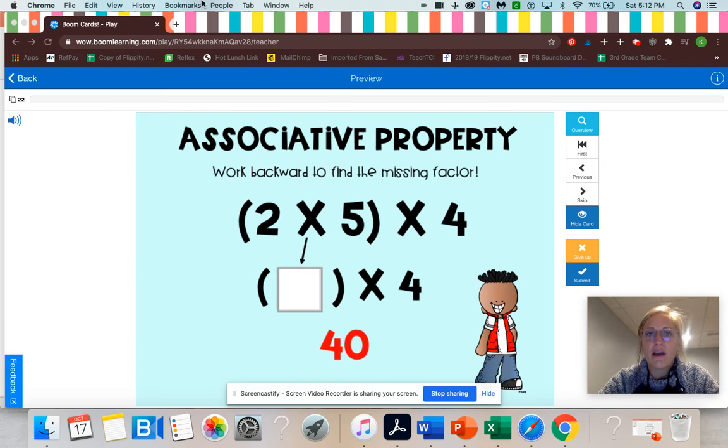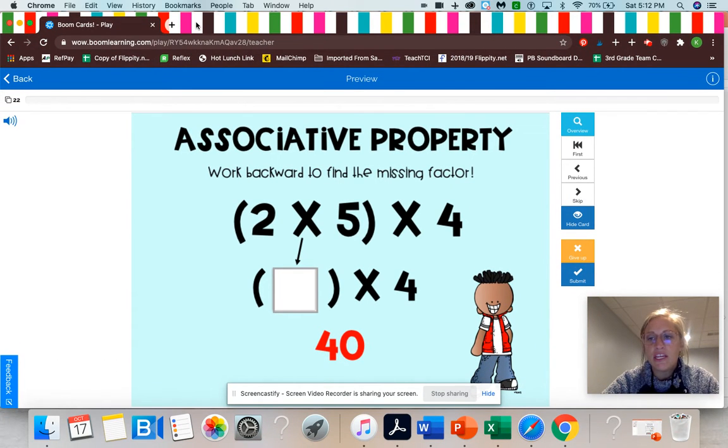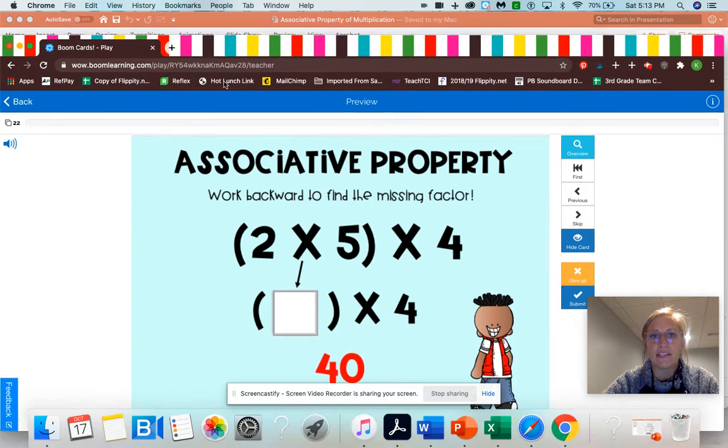Hi guys, I wanted to come back on and talk to you a little bit about how I instruct the associative property of multiplication. For each property of multiplication, I have a set that includes a PowerPoint, a Boom deck, and an activity that goes with it. So I want to talk to you a little bit about that today.